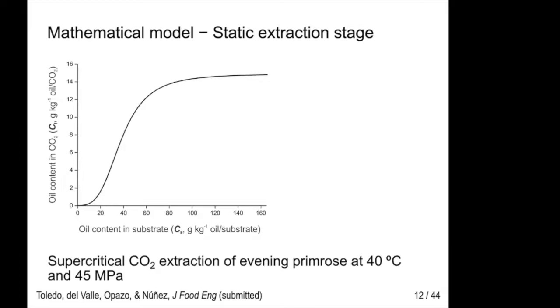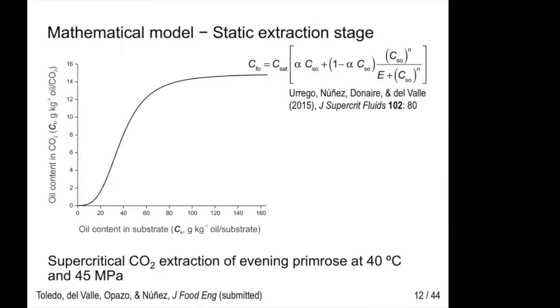In the static extraction stage, the extraction vessel with the substrate is pressurized with CO2 up to the extraction conditions, and then the inlet and the exit valve are closed. This contact is kept up to reaching equilibrium conditions of the oil between the solid and fluid phase. And this equilibrium partition is represented by an adsorption isotherm isobar that depends on the initial content of the oil of the substrate.